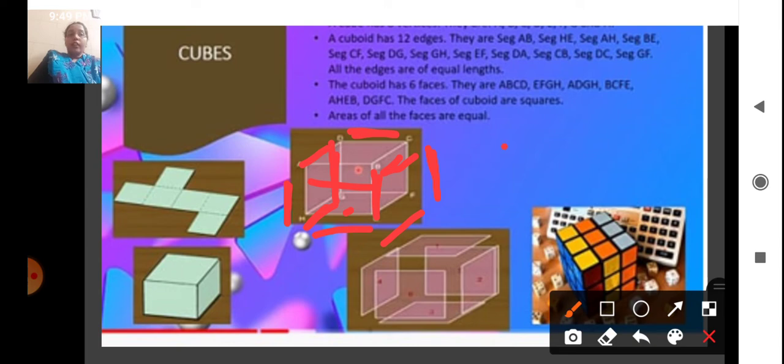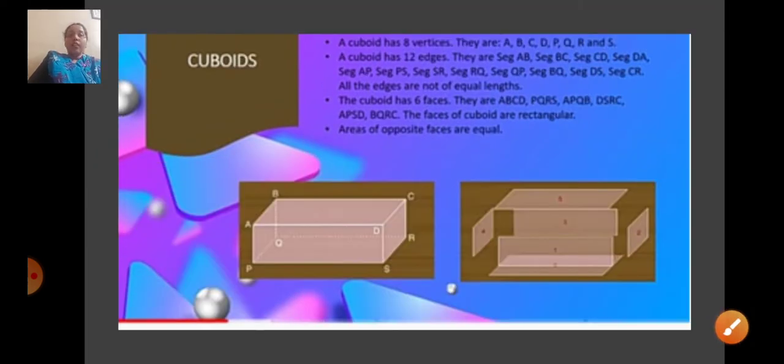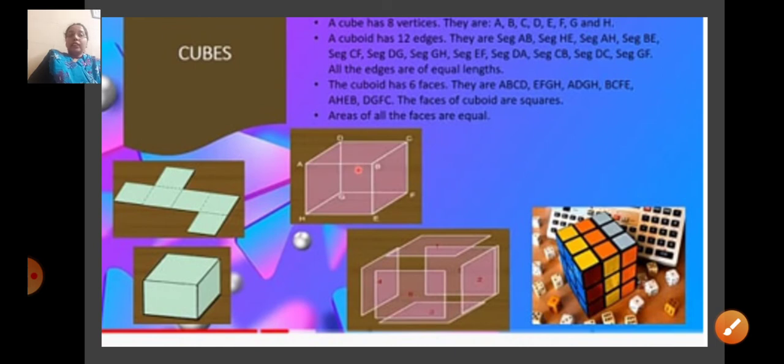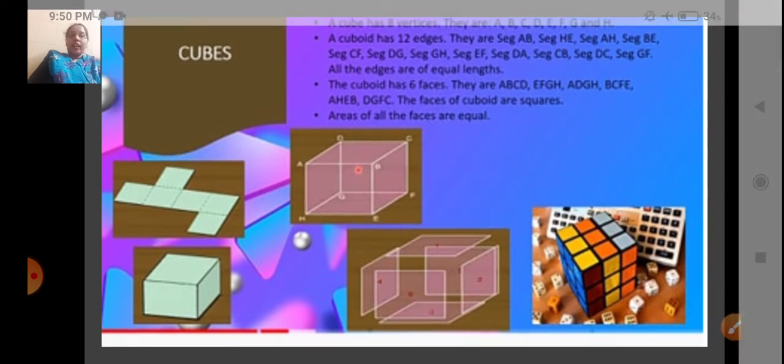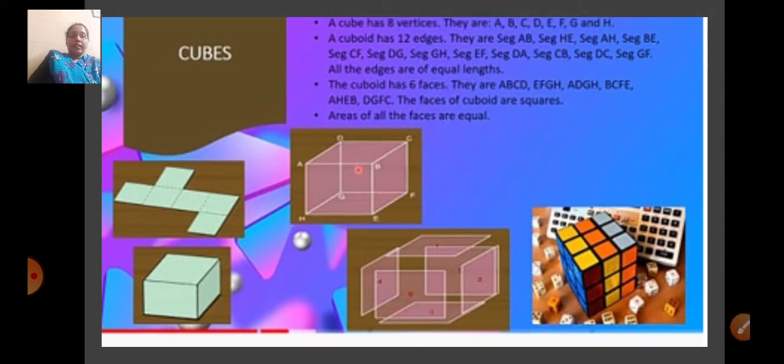Now in this you can see all the sides, or we should not say sides, all the edges are of equal length. Can you see, children, all the edges are of equal length? And a cube has 8 vertices. Vertices, I told you, means the points where two sides meet at a particular point; we call it a vertex. So here also they have 8 vertices, that is A, B, C, D, E, F, G, H, right? You can see, children?